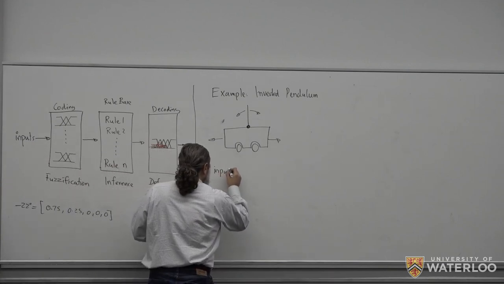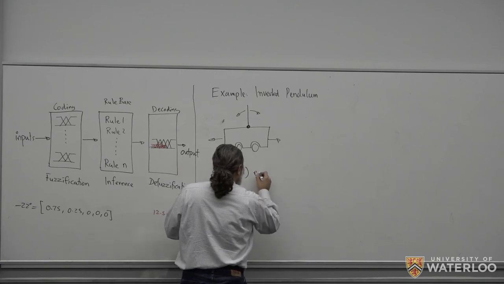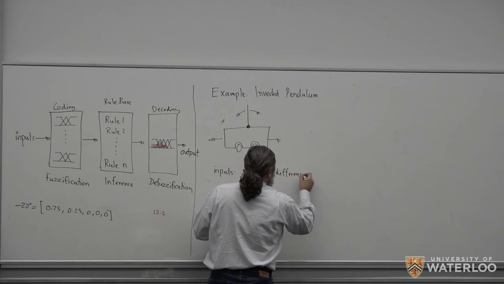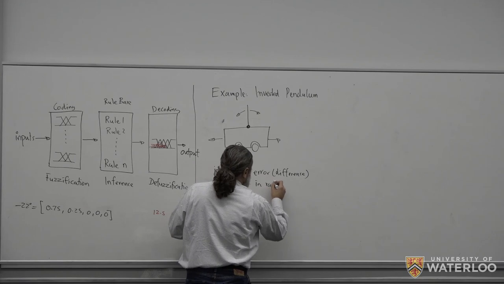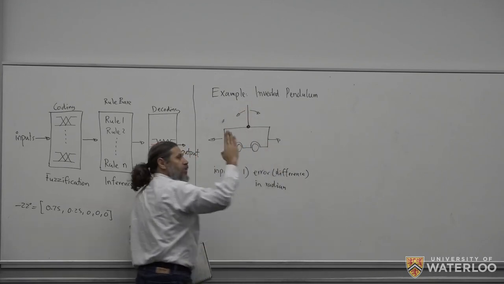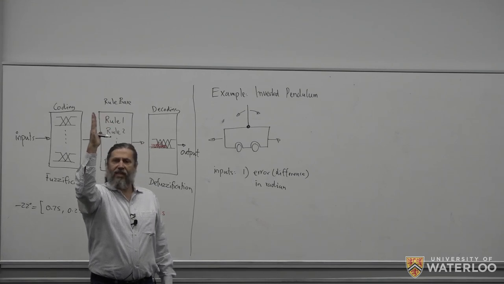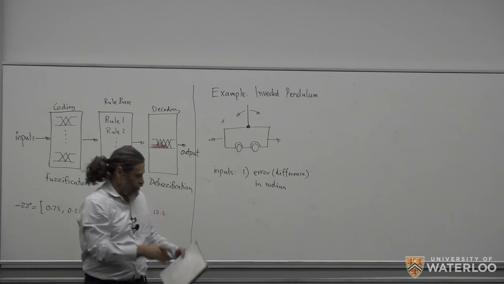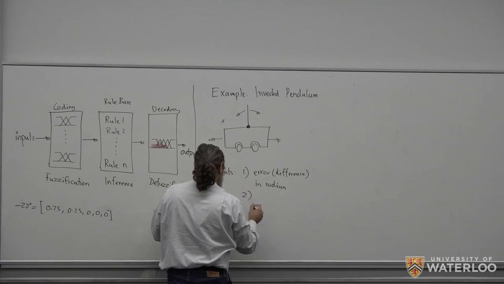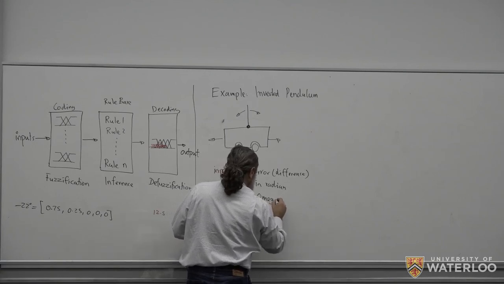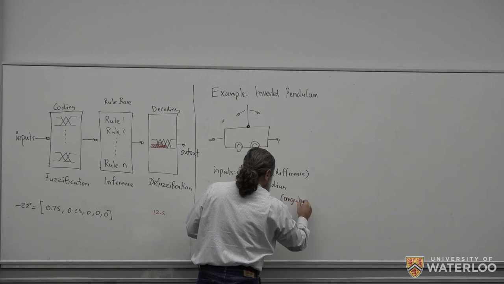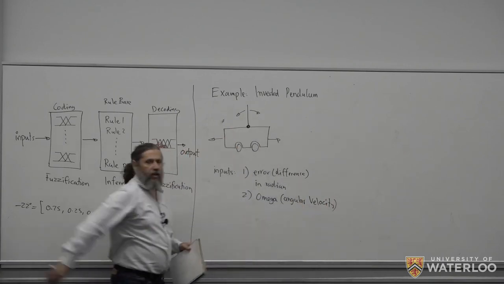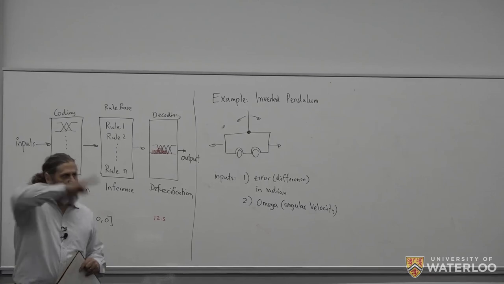Problem analysis: what are the inputs? First, the error, which is the difference in radians. Anything that deviates from 0, or 90 degrees if you want to put it at 90 degrees, is an error. I want to keep it that way. Second, omega, or angular velocity, because there is a velocity in that. So the angular velocity, how fast is it falling?